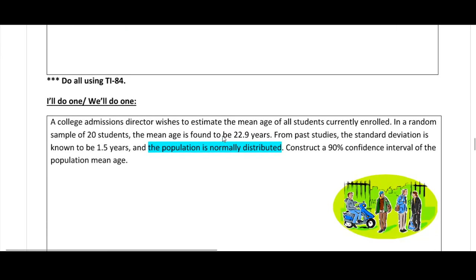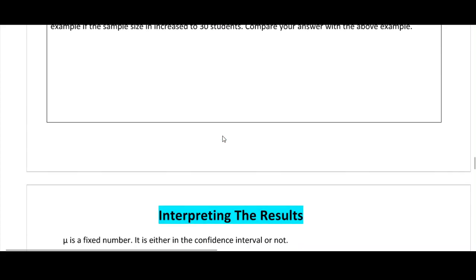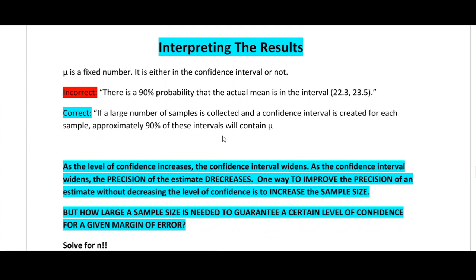And just a small disclaimer, right? We're going to skip those for right now. Just a small disclaimer. Interpreting this result. When you get those answers, when you get the interval of, let's say, 22.3 to 23.5, with a 90% confidence interval, this is the wrong way of thinking about it, by the way. This is not saying that there is a 90% probability that the actual mean is between 22.3 and 23.5. What is actually happening is, if a large number of samples is collected and a confidence interval is created for each sample, approximately 90% of those intervals will contain mu.